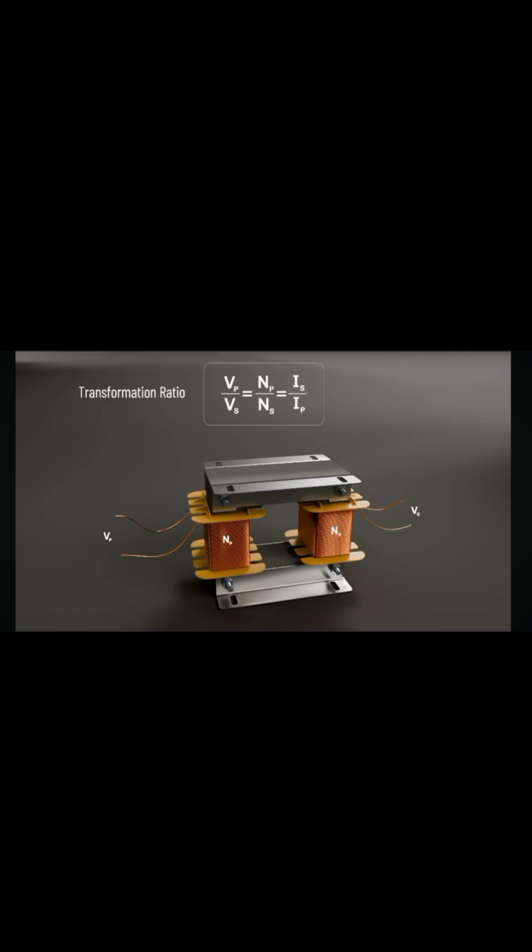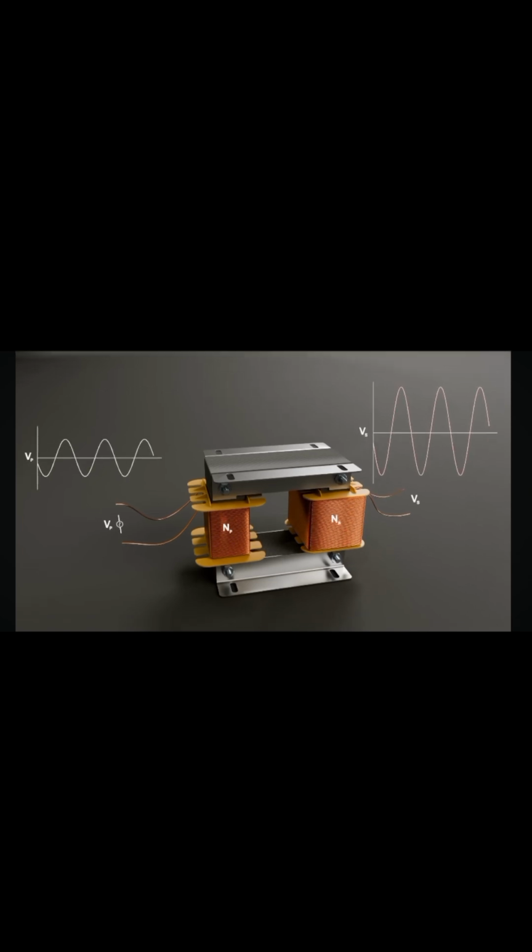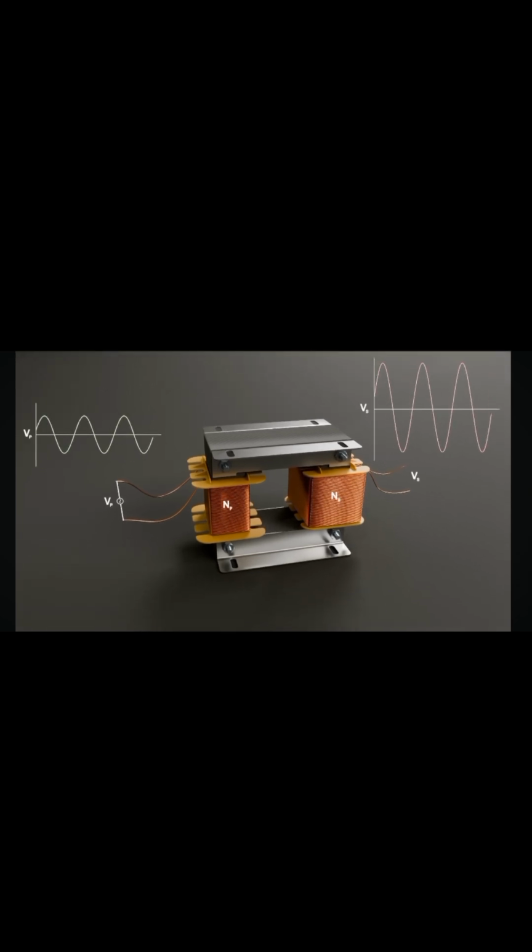Here, NP and NS are the number of turns in the primary and secondary winding, respectively. If the number of turns in the secondary winding is higher than on the primary winding, the voltage induced in the secondary winding is higher compared to the primary input voltage, while the current in the secondary winding is lower because energy is conserved. This type of transformer is called a step-up transformer, and it is used for increasing the voltage level of an AC supply.